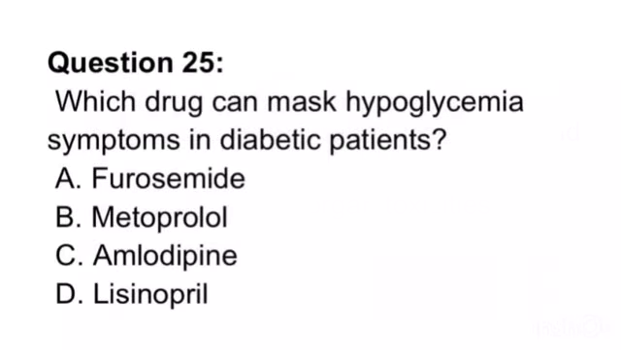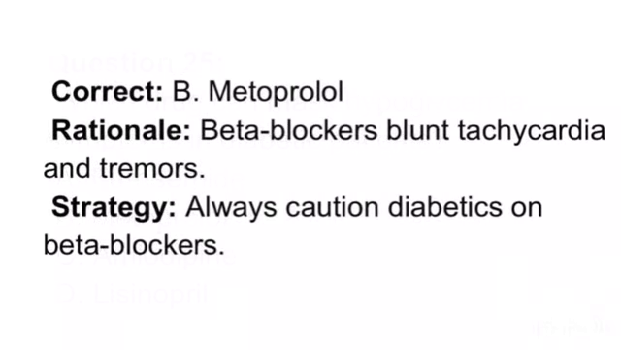Question 25. Which drug can mask hypoglycemia symptoms in diabetic patients? A. Furosemide. B. Metoprolol. C. Amlodipine. D. Lisinopril. Correct: B, metoprolol. Rationale: beta blockers blunt tachycardia and tremors. Strategy: always caution diabetics on beta blockers.